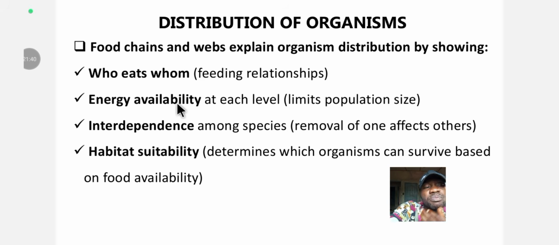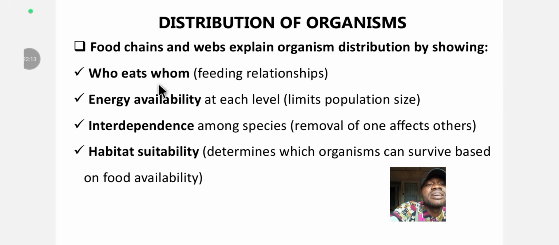Is it supposed to be in the part of the primary producers? Is it supposed to be in the part of the primary consumers? Is it supposed to be where you have the secondary consumers? That's what tells us where it's supposed to be. The second is energy availability at each level. It limits population size.